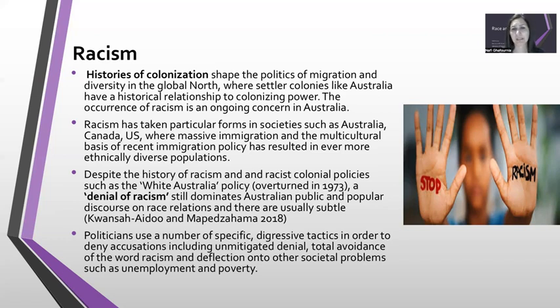Despite the history of racism and racist colonial policy, such as the White Australia policy that was overturned in 1973, a denial of racism still dominates Australian public and popular discourse on race relations, and it is usually very subtle. Specifically, politicians use a number of tactics to deny accusations of racism. They try to totally avoid the word or term racism, or try to divert attention to other social problems like poverty and unemployment. So it is a complete denial of racism that is happening and ongoing.